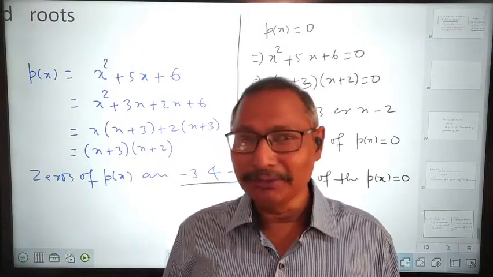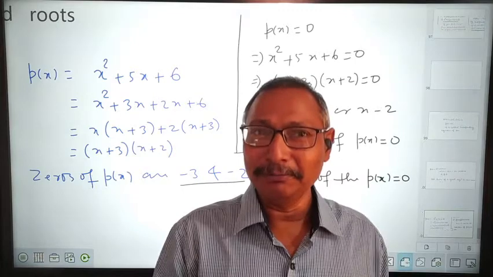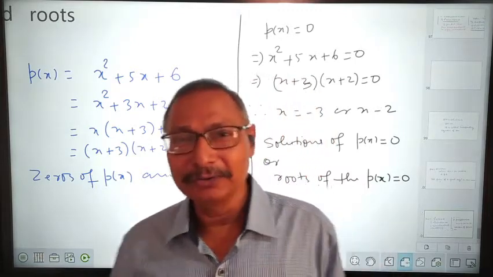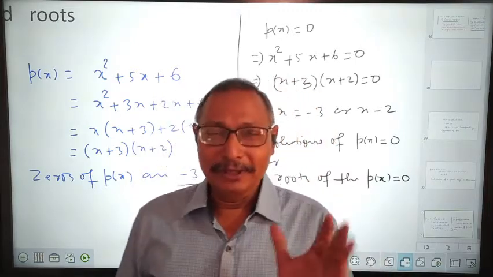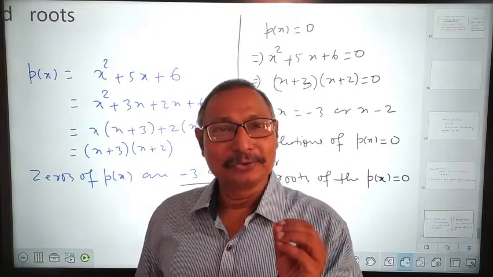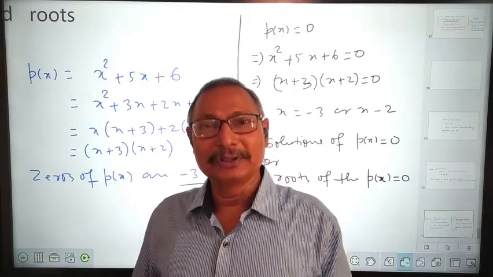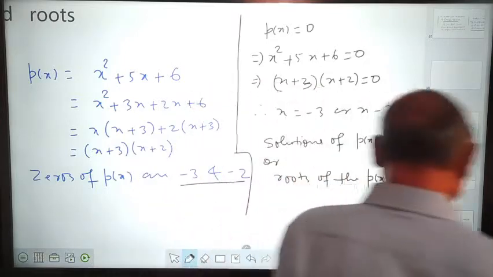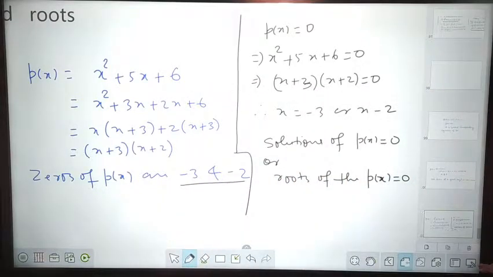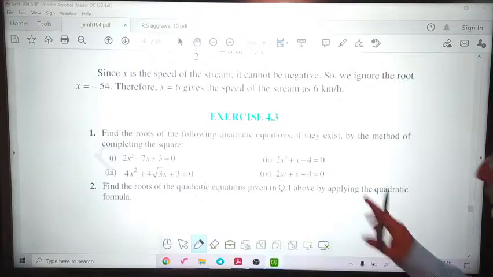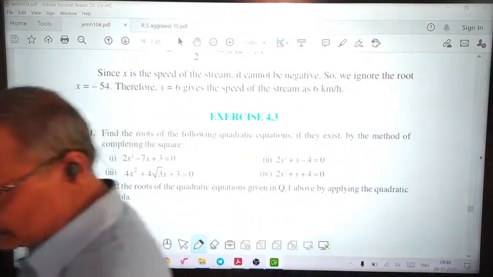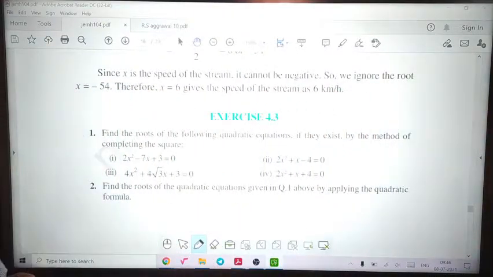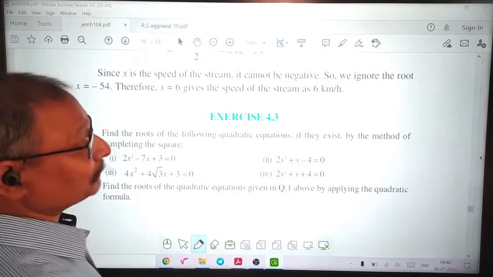And that was the background before starting the use of Sridharacharya's method or completing the square method. Already you are well aware of this with the help of the previous video, and now we are using some questions to make those concepts very clear. So for that purpose, I took some examples from the NCERT book. This is the NCERT book, exercise 4.3, in which the first question says, find the roots of the following quadratic equations if they exist.